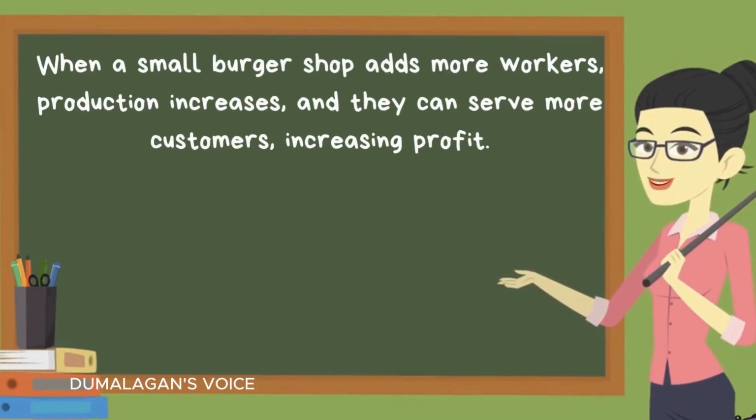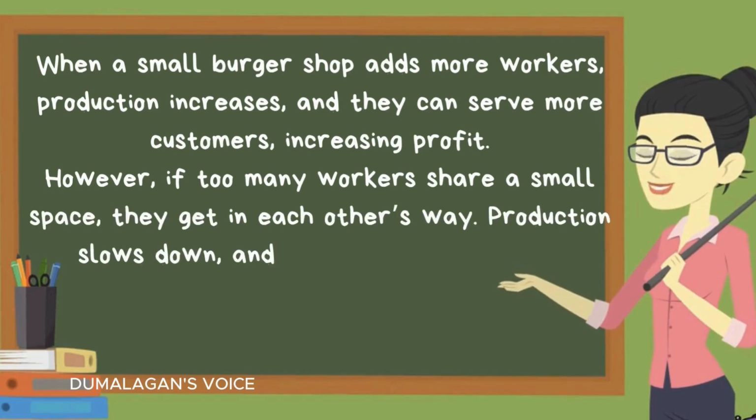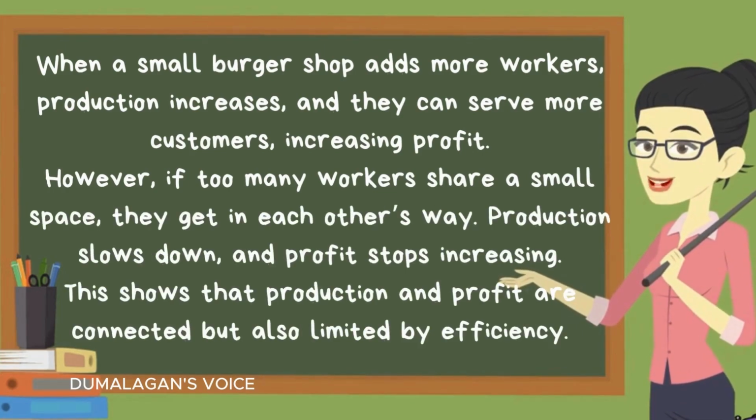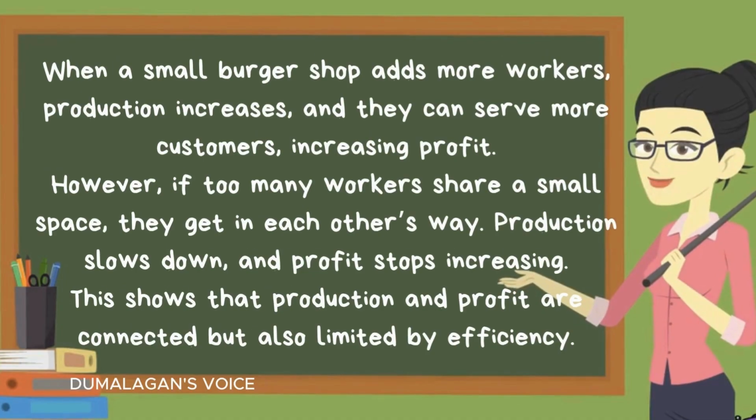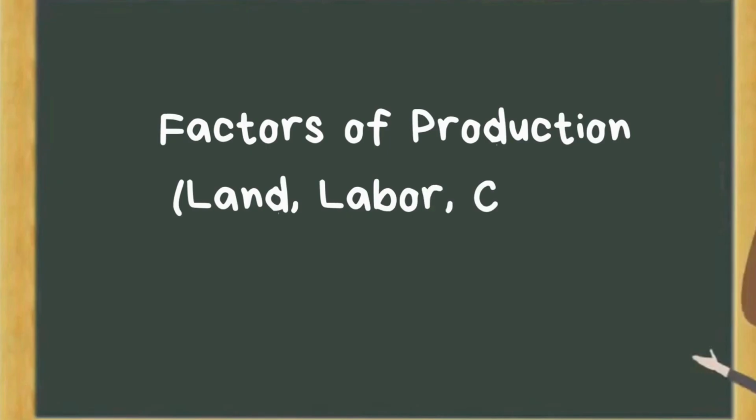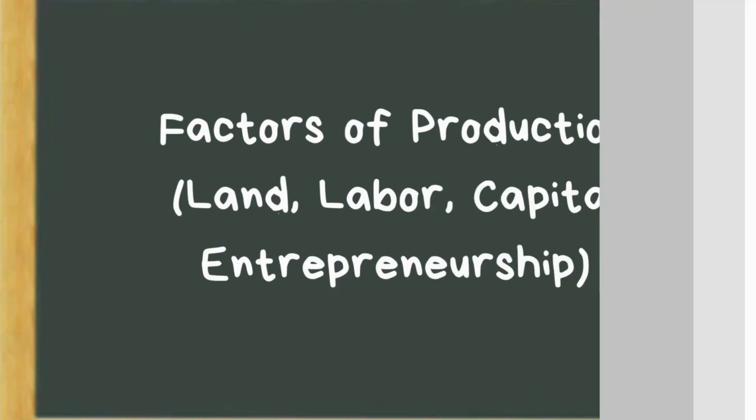Considering this example, when a small burger shop adds more workers, production increases, and they can serve more customers, increasing profit. However, if too many workers share a small space, they get in each other's way. Production slows down and profit stops increasing. This shows that production and profit are connected but also limited by efficiency. So in short, more workers increase profit only up to the point where they become inefficient due to limited space or resources.